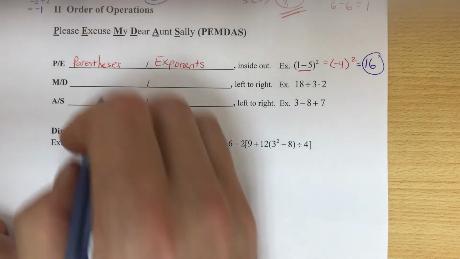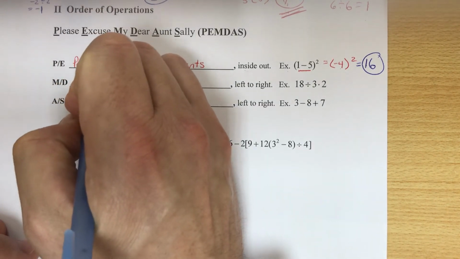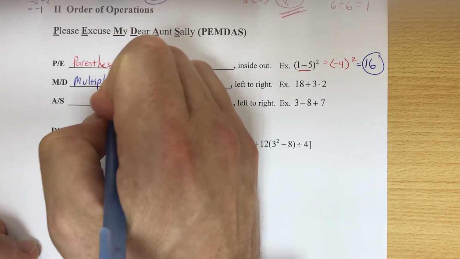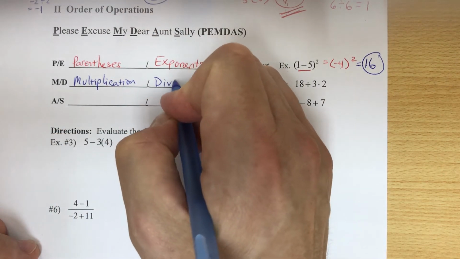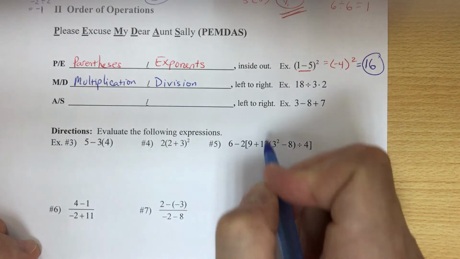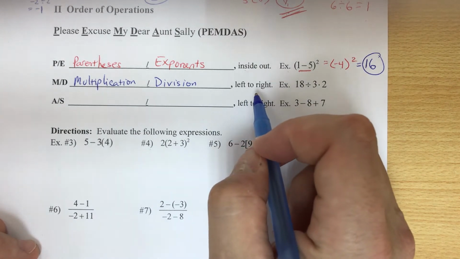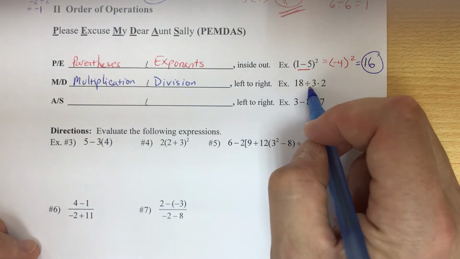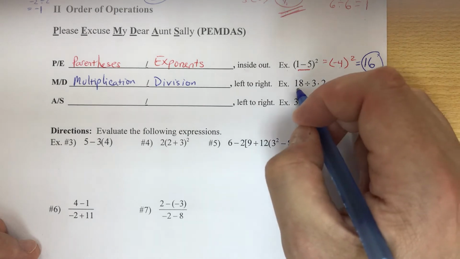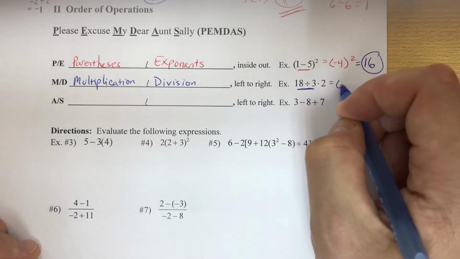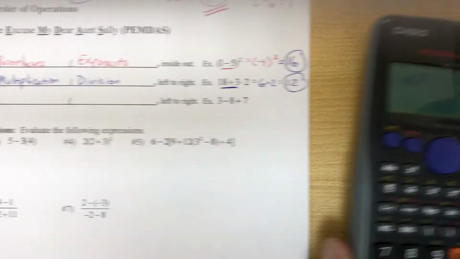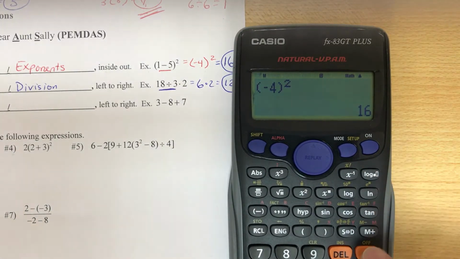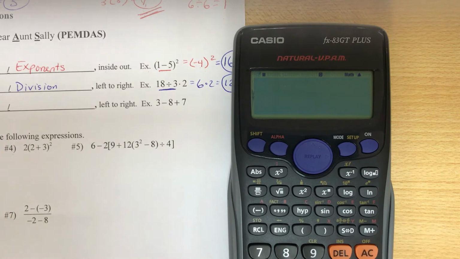M and D is multiplication and division, but left to right. 18 divided by 3 times 2. I would divide first, 6 times 2, and I would get 12. Now again, let me see here what happens if I type it exactly how they see it.